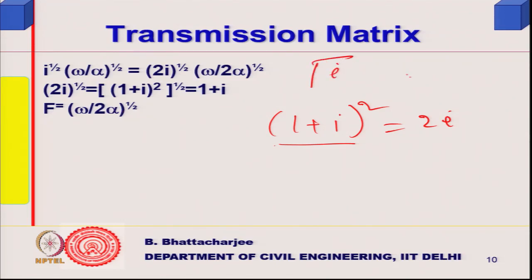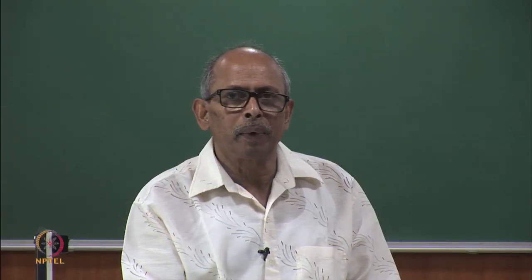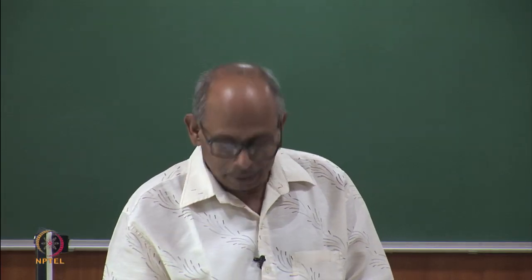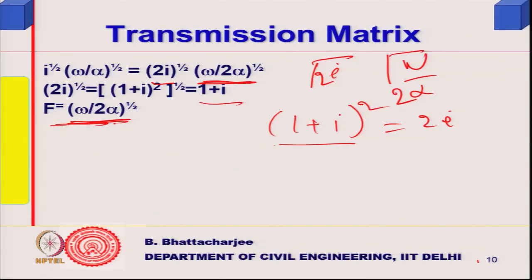Under root i there was also root omega by alpha. So, I just add 2 alpha here, and this becomes (2i) to the power half times root of omega by 2 alpha, and (2i) to the power half is 1 plus i. So, I call this f. This is the notation given by the people who use it, they use f, so I thought I will also continue to use the same. So, f is omega divided by 2 alpha, to the power half.